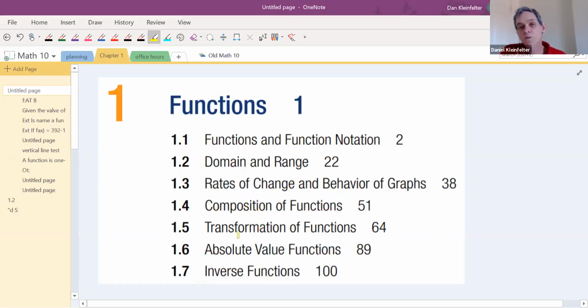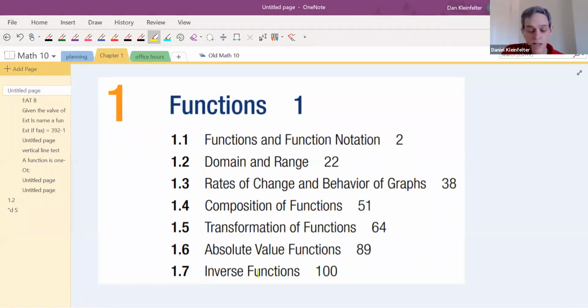Transformation of functions, section 1.5, that's about how we can create new functions from old functions by transforming them in some way. 1.6 is about absolute value functions, which is going to be a specific kind of function. 1.7 is about inverse functions, which are basically functions that undo the action of some function that we're given. But in this video, we'll just be working on section 1.1, which introduces the idea of a function.